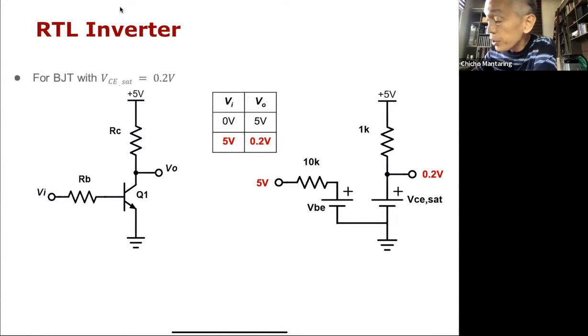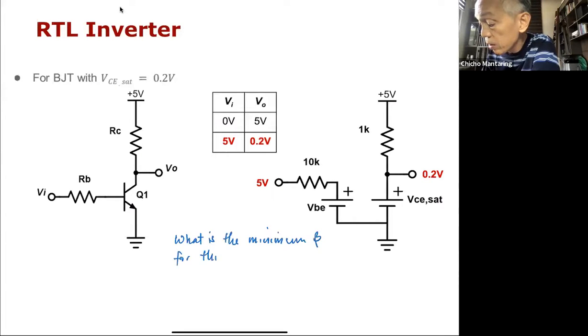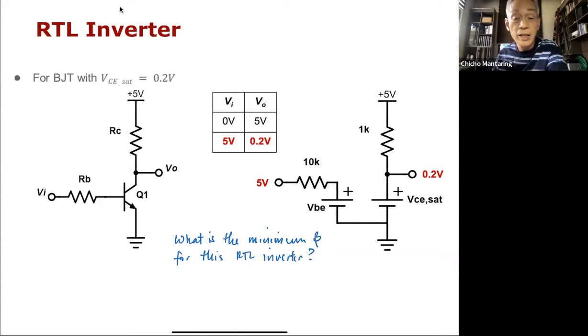Okay, so let's consider this case. We have RC equal to 1K and RB is equal to 10K. So my question is, what is the minimum beta, okay, for this RTL inverter? When RC is equal to 1K and RB is equal to 10K, no?